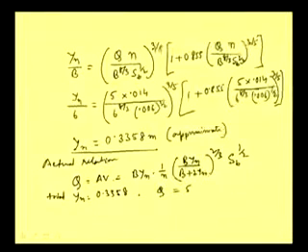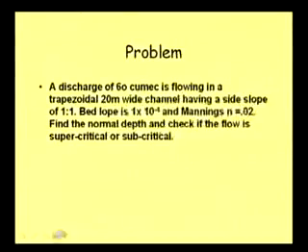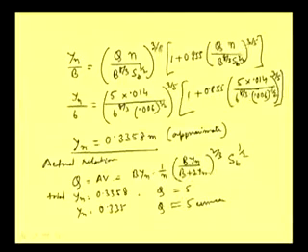I am not showing all the trial and error procedure, but for yn equal to 0.335, we are getting Q approximately equal to 5 cumec, 5 meter cube per second. So Q is approximately equal to 5 cumec for yn equal to 0.335. This is the exact solution. We may have to go for one more trial here. So from this problem we can see that the approximate formula can be used very well for rectangular channel.